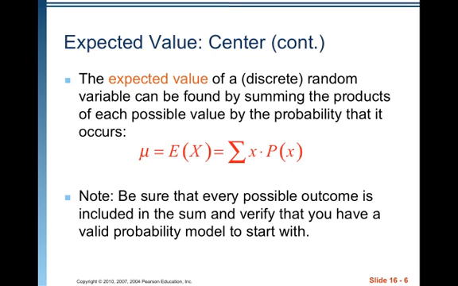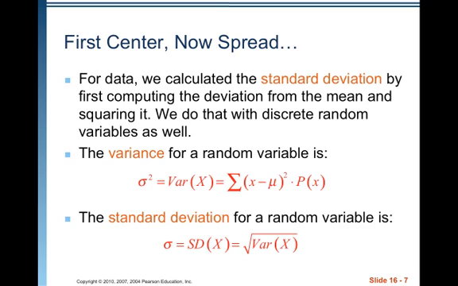The way that we find that for a discrete random variable is we sum the products of each possible value by the probability that it occurs. So mu or E of x, same difference, is equal to big sigma, the big sigma denoting summation, of x times the probability of x. So for each possible value, we take that value and multiply by its probability of occurring, and then we add the next value times the probability that it occurs, and so on. Note that you need to be sure that every possible outcome is included in the sum and verify that you have a valid probability model to start with. In other words, you need to make sure all the probabilities add up to 1.